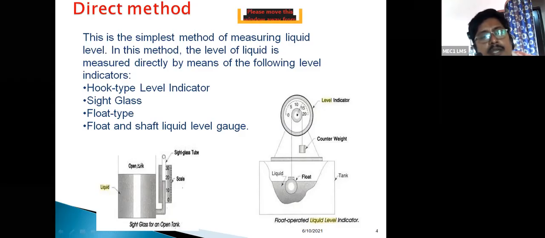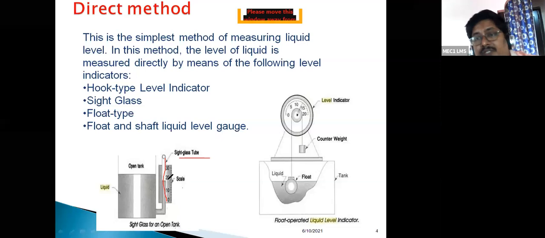Here, on the side, one glass tube is there. This is a sight glass tube. When the level of the water increases, uniformly the level in the glass tube at the side of that tank is also rising. For that glass tube, we attach one scale so that we can read it directly. So this is a direct method.